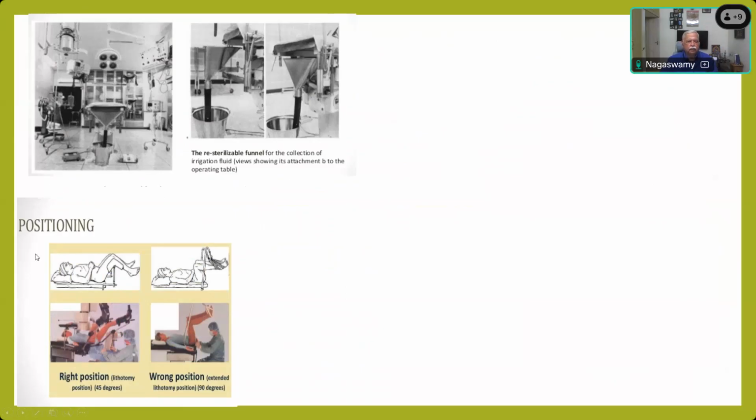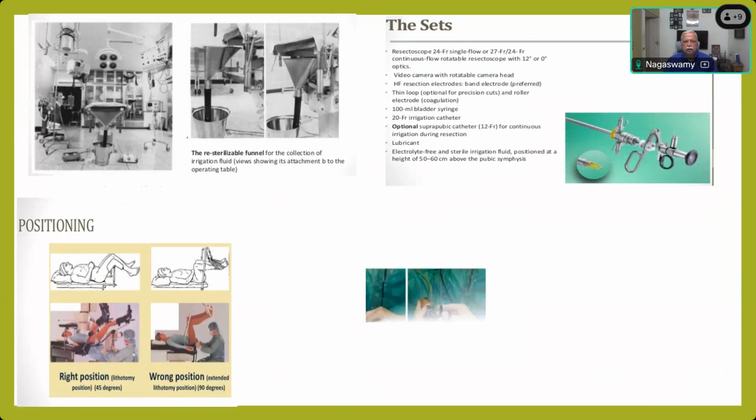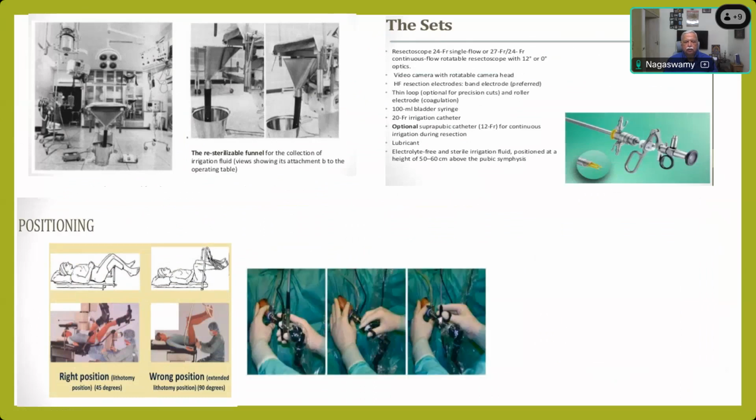And this is how the positioning is done. So we can do this position or a little different. These are various right and wrong methods of doing the lithotomy position, and that's very important to prevent any injury to the sciatic nerve and other nerve injuries. So these are the steps.